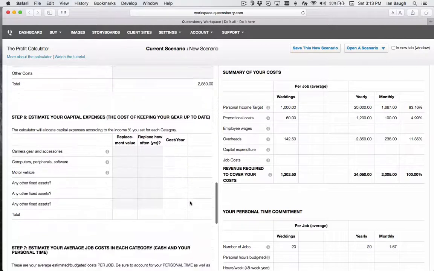Next, I've got capital expenditure to consider, so cameras, and I'm going to assume that my $5,000 worth of camera gear I'm going to replace every 4 years. So there's the annual amount that I need to consider, and I'm going to allow exactly the same amount for my computer gear.